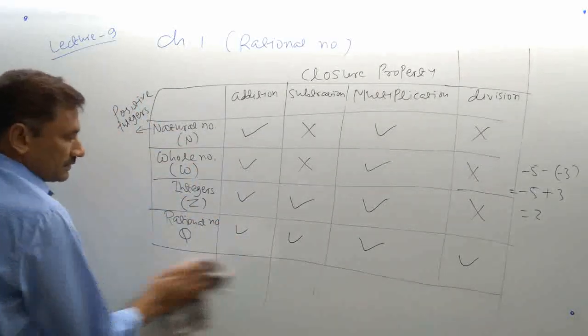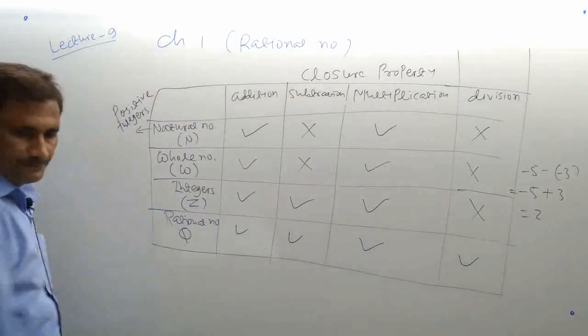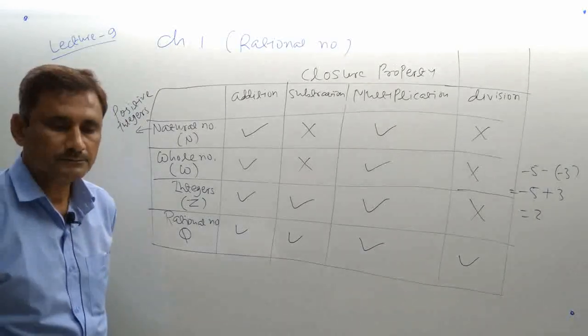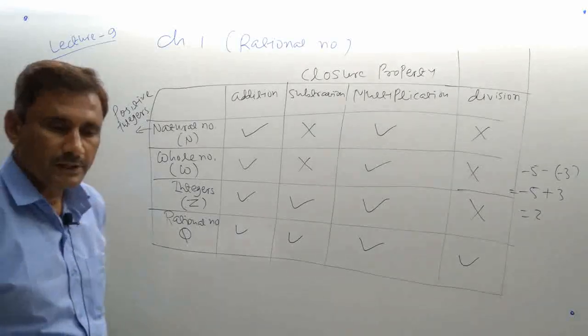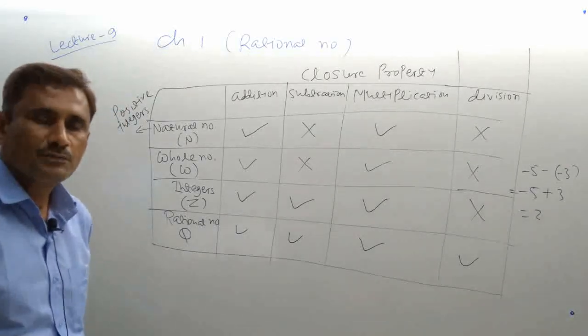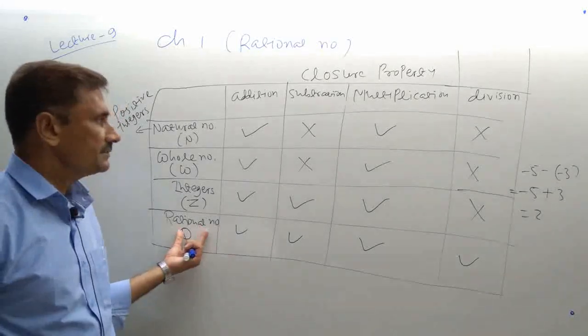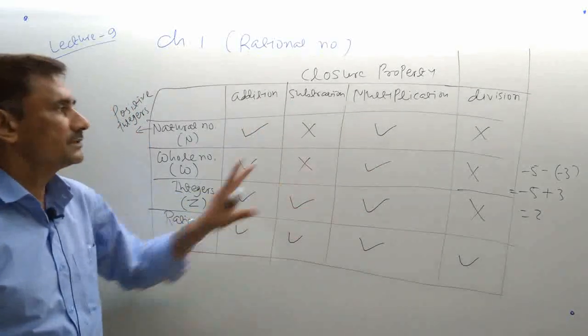Understood? So that way you can understand by taking any two examples. Okay, so now take this screenshot, nothing to write, just understand it. So actually we were talking about closure property for multiplication and particularly for rational numbers only, but here everything I denoted.